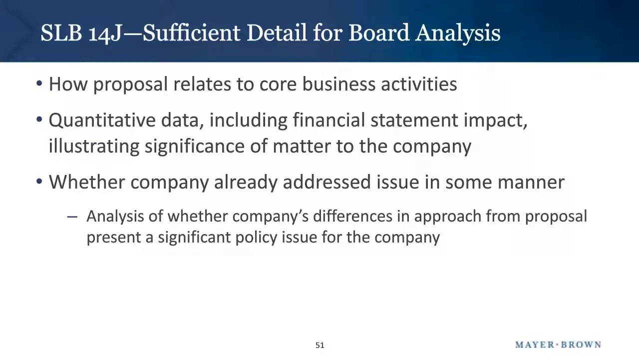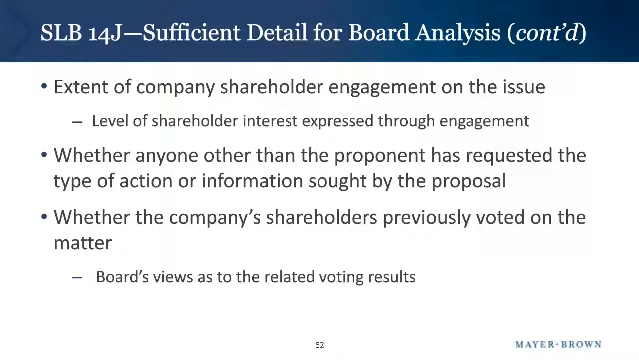Very briefly, the 6 factors identified by the staff are, first, the relationship of the proposal to core business activities, quantitative data that illustrates whether the matter is significant to the company, whether the company has already addressed the issue in some manner, the extent that the company's engaged with its shareholders on the issue, and how the shareholders reacted during that engagement. Also, whether anyone else has requested the type of action or information sought by the proposal, and whether the company's shareholders previously voted on the matter.